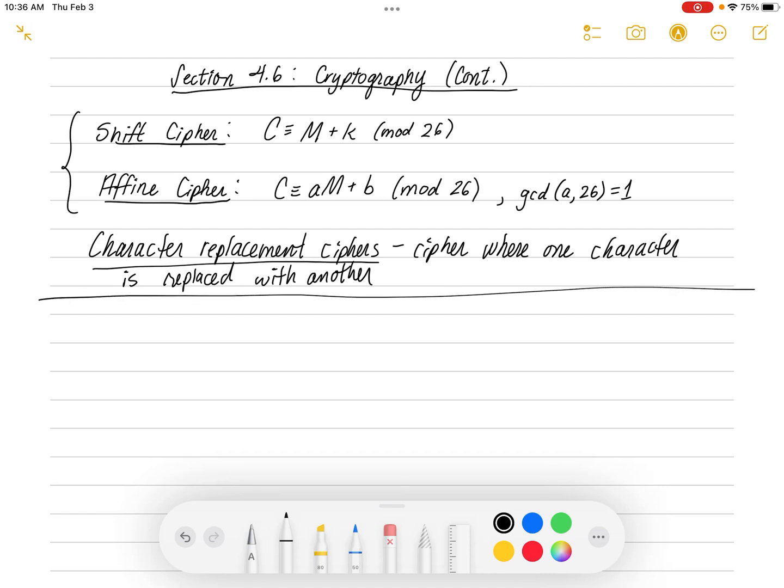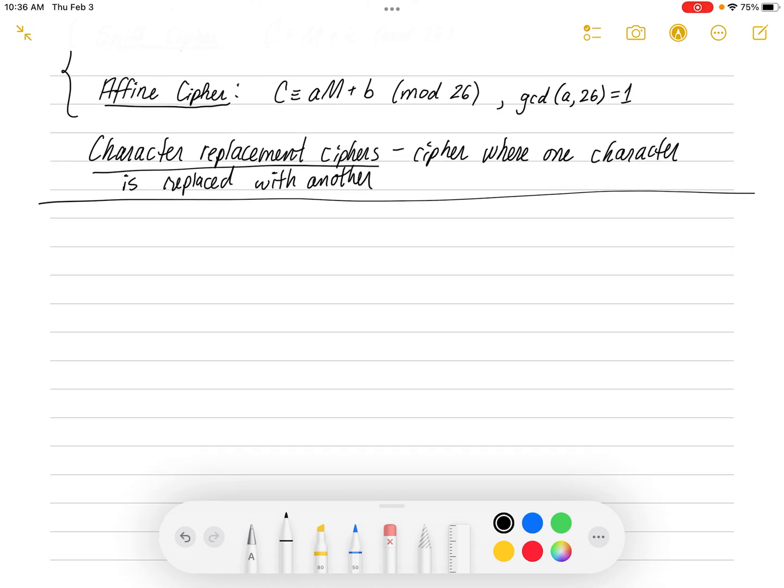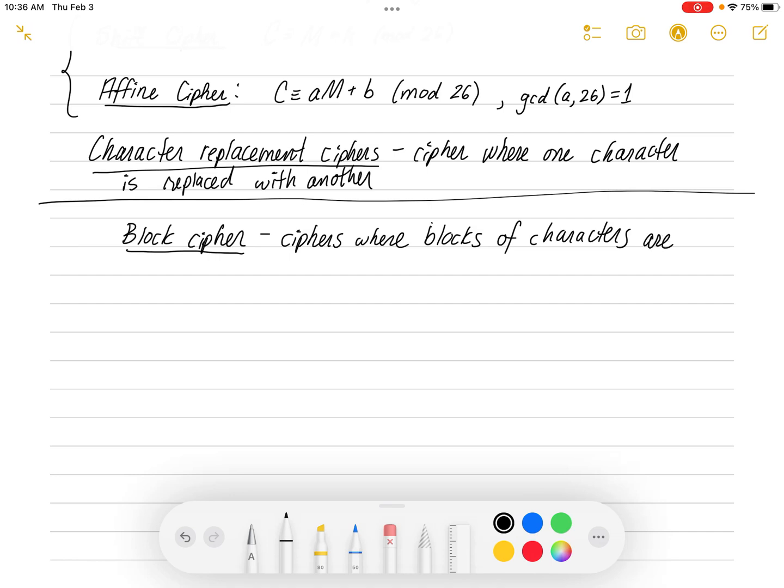So these two. Another type of cipher is called a block cipher. A block cipher, and that's kind of where you scramble your characters. You just move them around. So a block cipher: ciphers where blocks of characters are transposed.